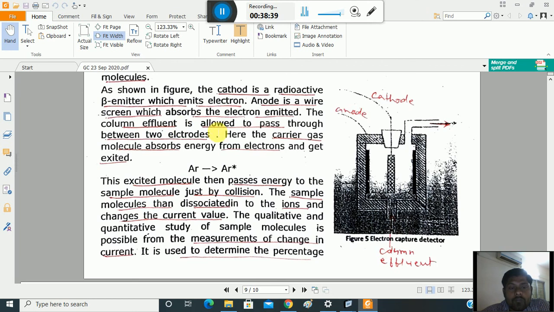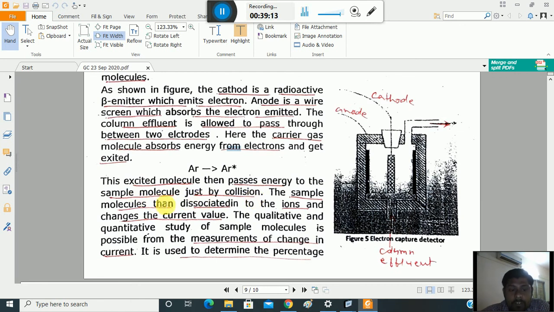The column effluent is allowed to pass through between two electrodes. Here the carrier gas molecules absorb the energy from electrons and get excited. When you pass the carrier gas, they absorb the energy and undergo excitation. These excited molecules pass the energy to the sample molecule. The excited carrier gas molecule collides with the sample molecule and passes the energy to it, and because of that the sample molecule undergoes excitation by collision.